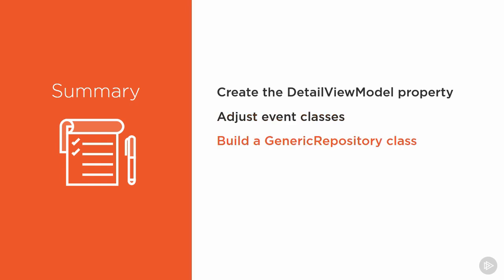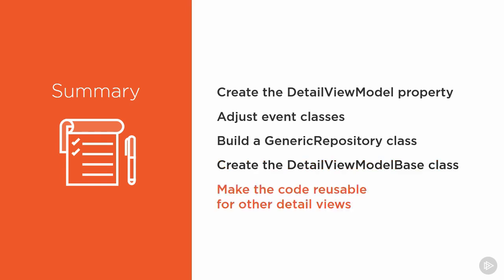You also know how to build a generic repository class that can be used as a base class for our repositories. In the last clip, we have also created the DetailViewModelBase class that is the base class for all the DetailViewModels in the Friend Organizer application. The FriendDetailViewModel inherits from this DetailViewModelBase class. So in fact, these are the details. But in one sentence, you learned in this module how to make the code reusable for other detail views.